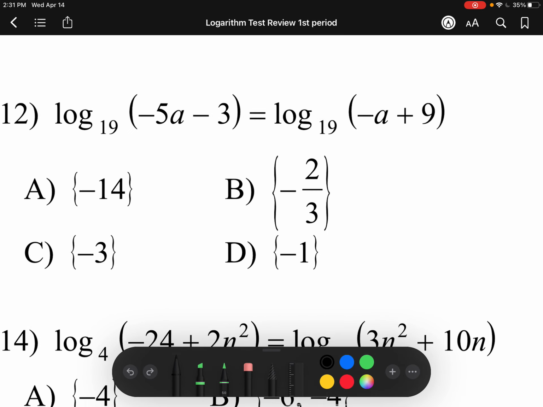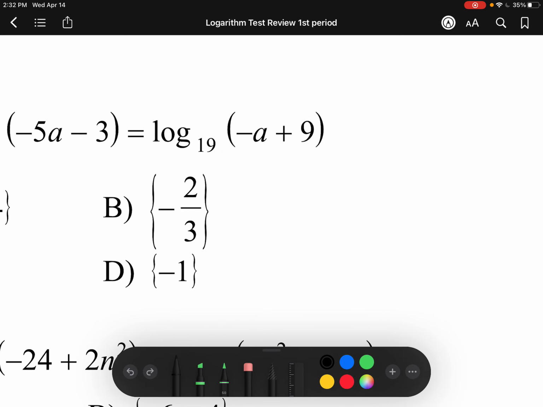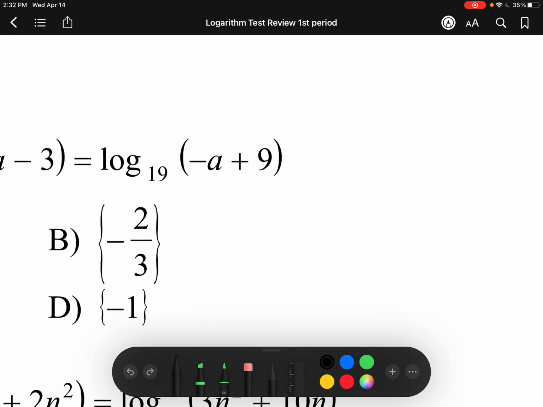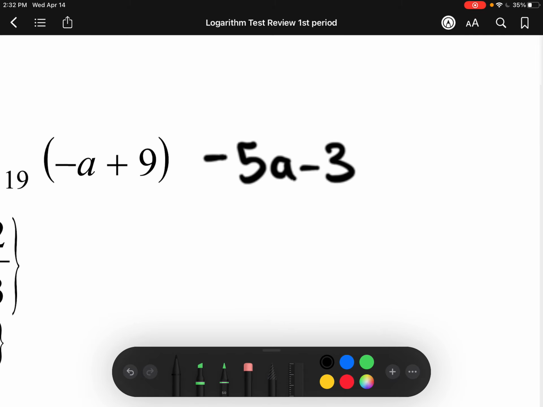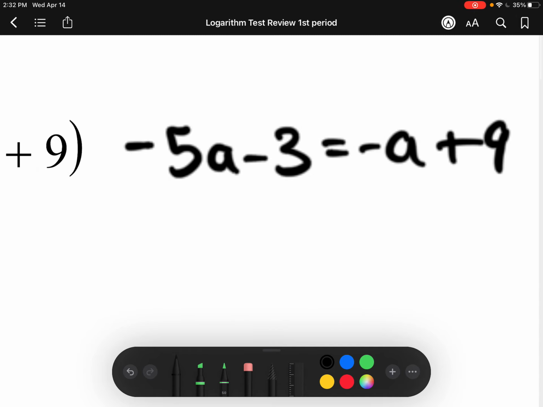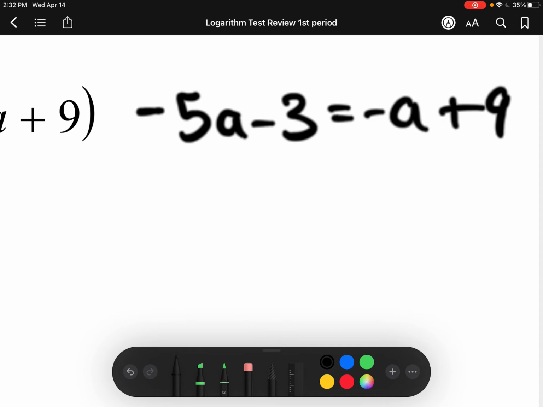So we're going to do that same thing again here for number 12. So we have log base 19 of negative 5a minus 3 is equal to log base 19 of negative a plus 9. They're already condensed. So all we have to do is set both of these equal to each other. So negative 5a minus 3 is equal to negative a plus 9. So now we're going to solve for a.